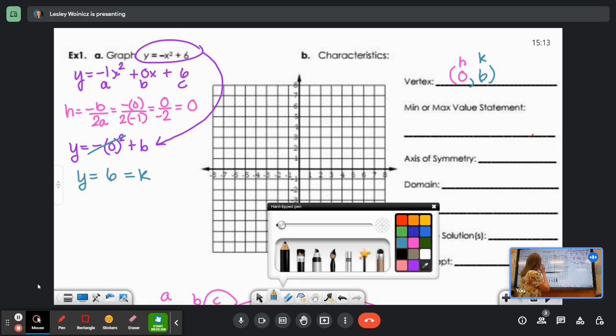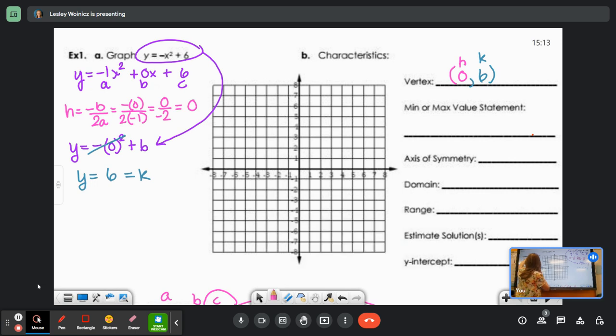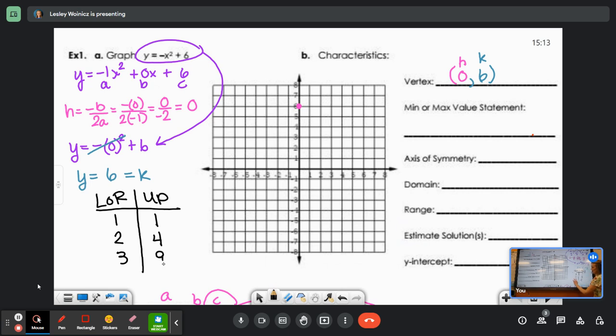Okay, now we're ready to start graphing. Our vertex is at (0, 6). That's on the y-axis. Now I can use my little graphing pattern to find a bunch more points. So if I go left or right 1, I'm going to go up 1. Left or right 2, I go up 4. Left or right 3, I go up 9.